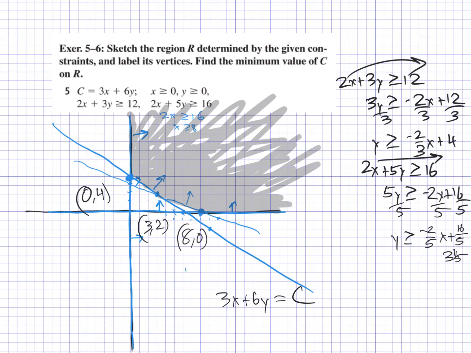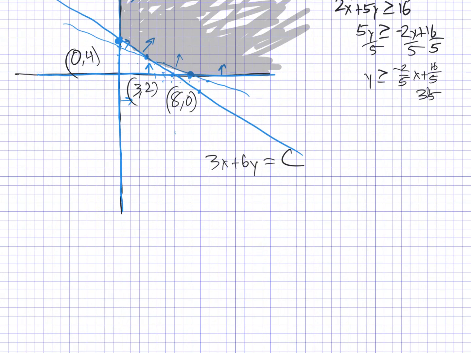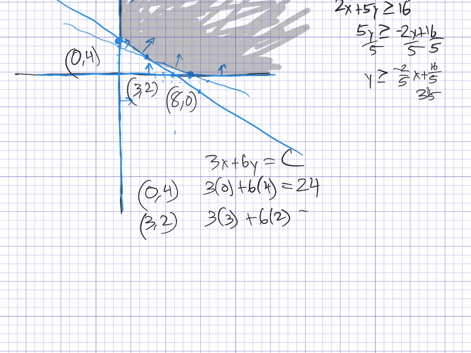All right, let's move everything up so we can just see our values. So when we're at 0, 4, 3 times 0 plus 6 times 4 is 24. Okay, and 3, 2. 3 times 3 plus 6 times 2. 9 and 12 is 21. And 8, 0. 3 times 8 plus 6 times 0 is 24. Okay, so we got two 24s and a 21.